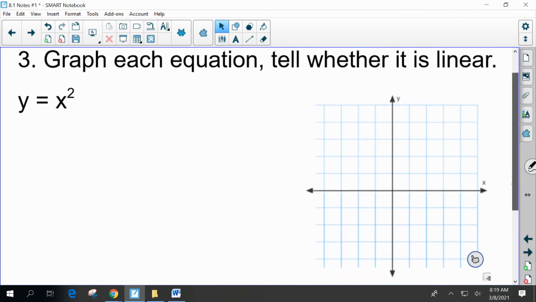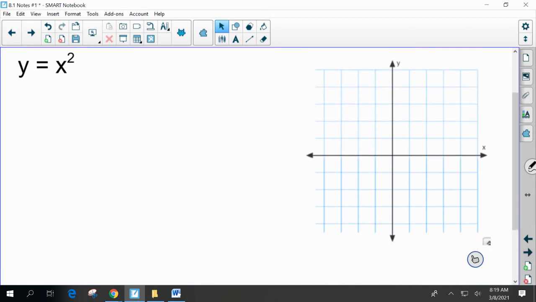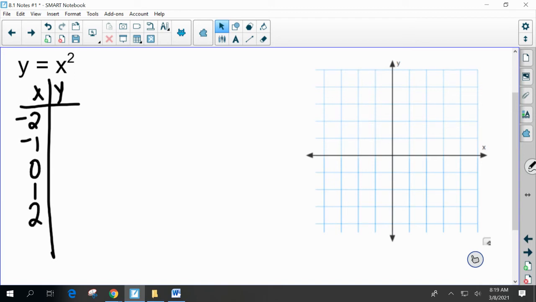Number 3. So we're going to use those same numbers: -2, -1, 0, 1, 2. And we're going to plug it in. So this time we are taking x and squaring it. So you need to make sure you put parentheses around it. Otherwise your calculator will not give you the correct answer. So parentheses, -2, parentheses squared.